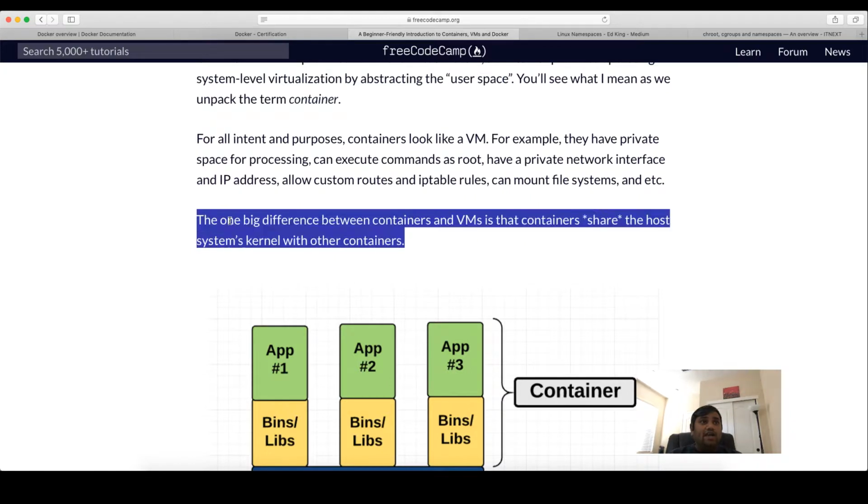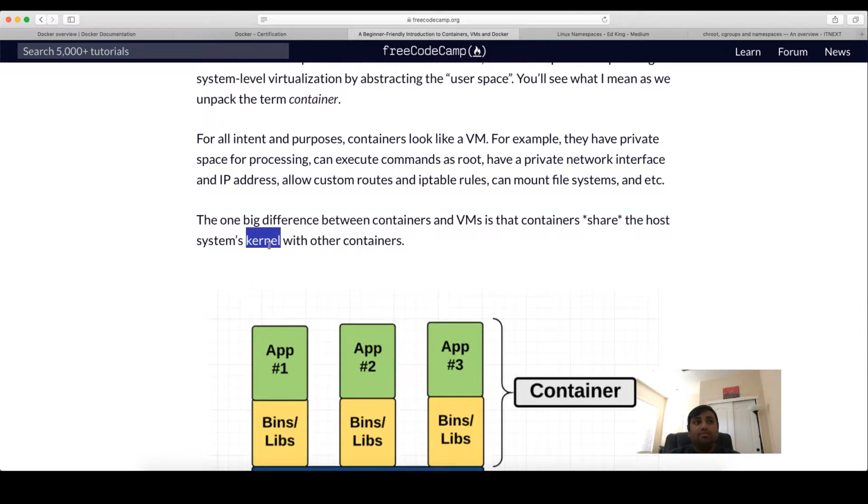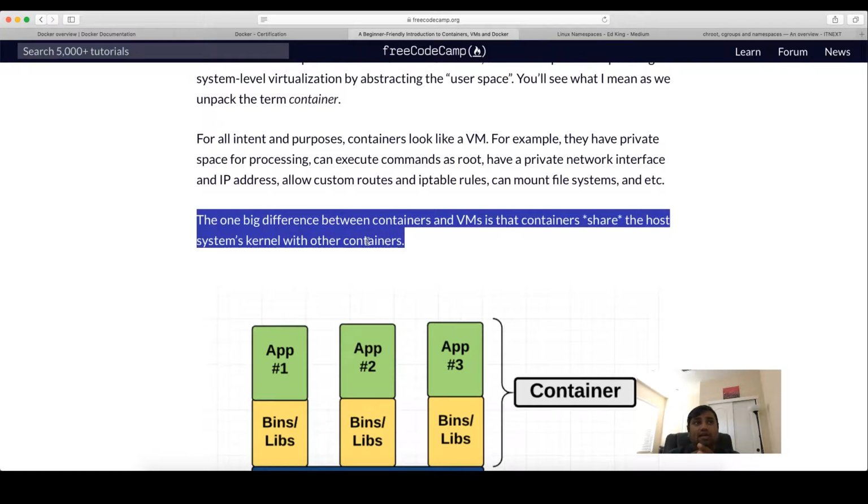So if I have to highlight one line, this is the one line I definitely want to highlight. That clearly says the one big difference between container and VM is that containers share the host system's kernel. So that is the main thing with containers. That means they are making use of the host kernel.